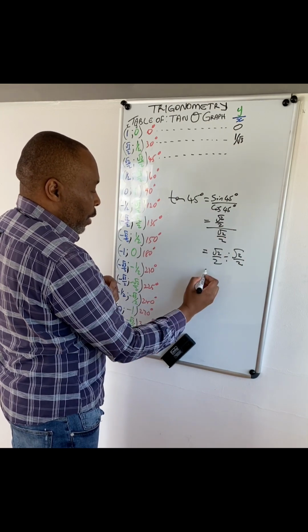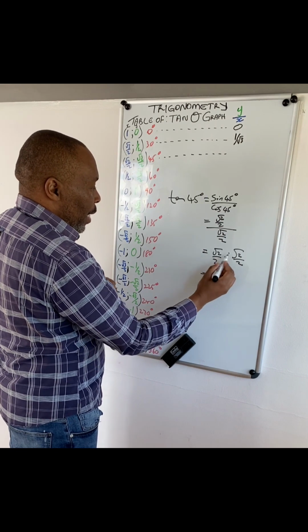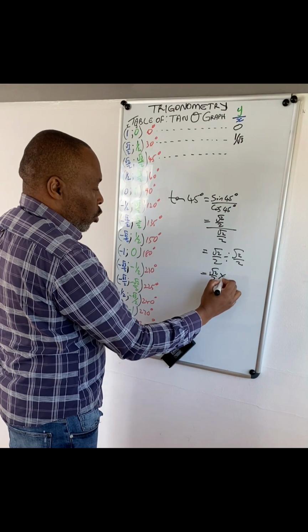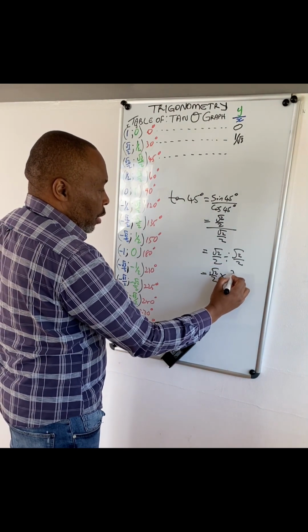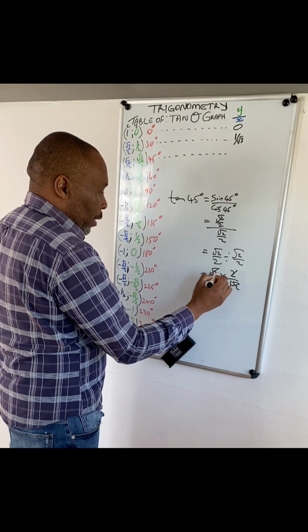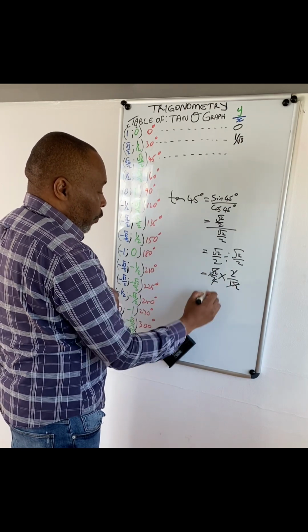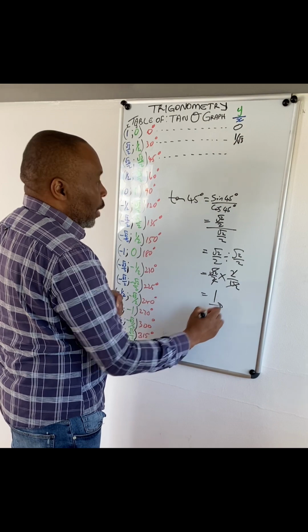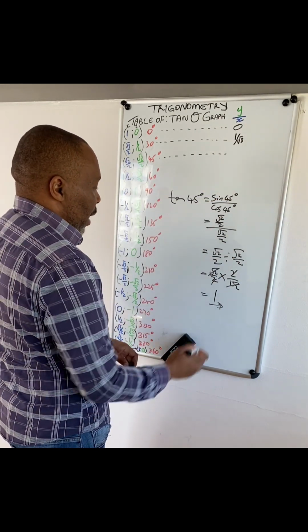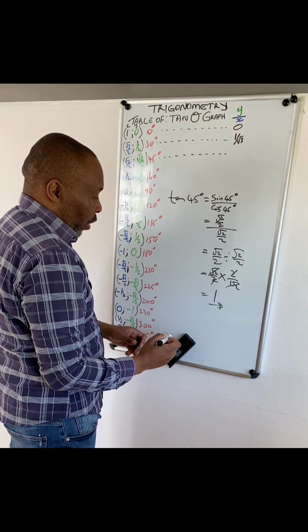This is the divider, the divisor, and then we've got root 2 over 2. Swap, becomes multiplication, and then it becomes 2 over root 2. We cancel, therefore tan 45 degrees is equal to 1. Check these values in your calculator. We will do the decimal part this side. For now we're still looking at these values.